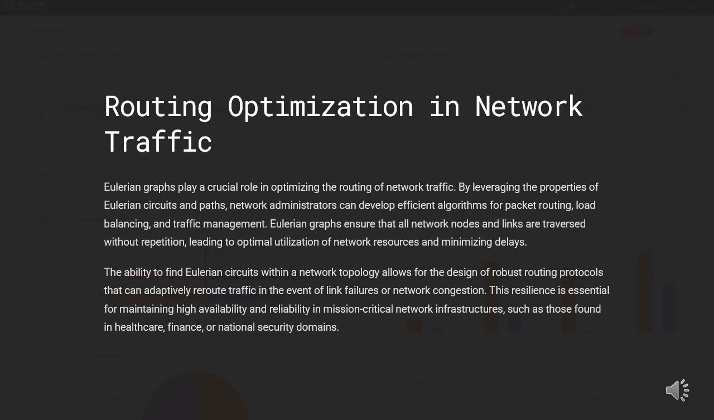This resilience is essential for maintaining high availability and reliability in mission critical network infrastructures, such as those found in healthcare, finance, or national security domains.